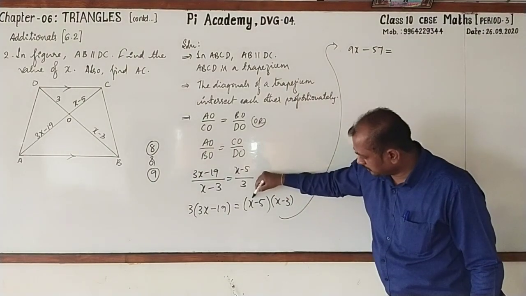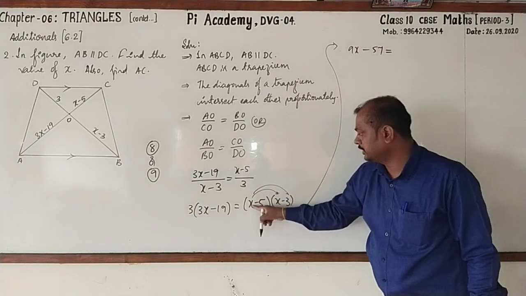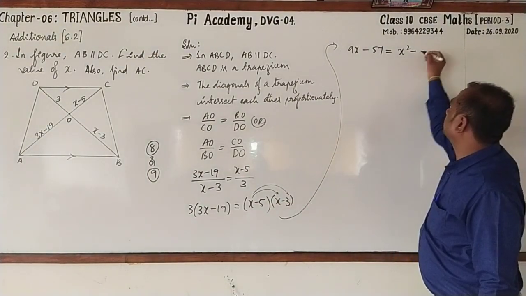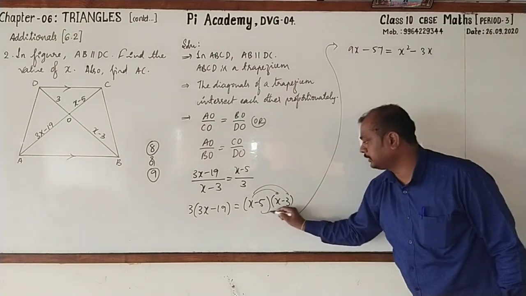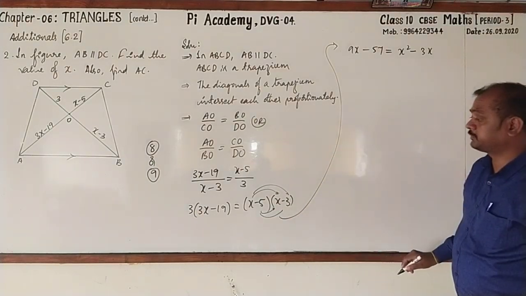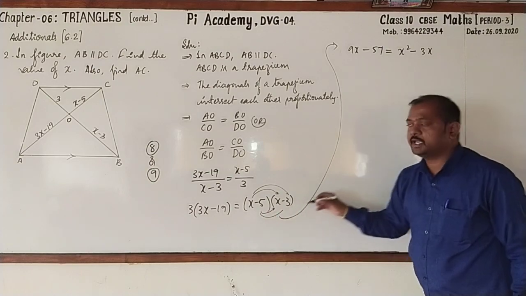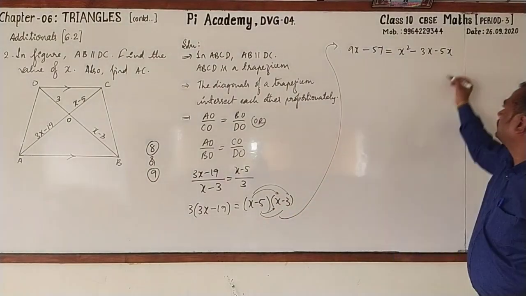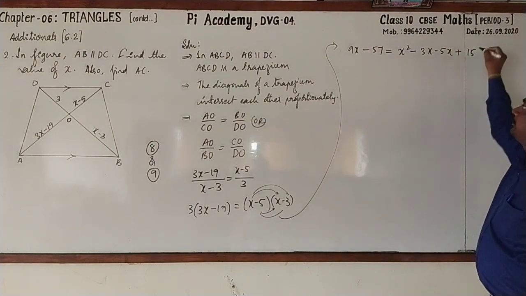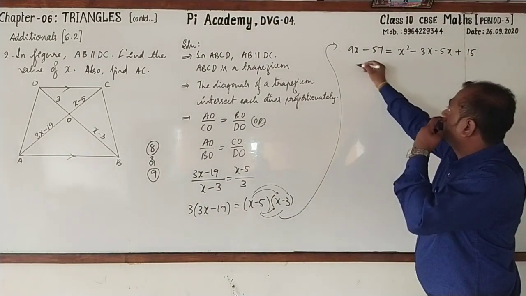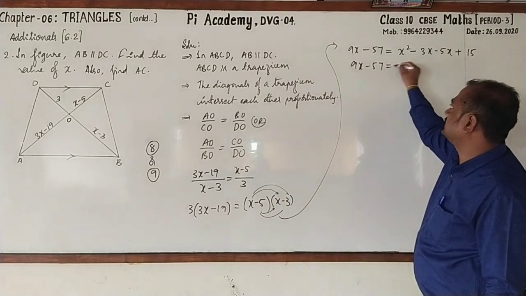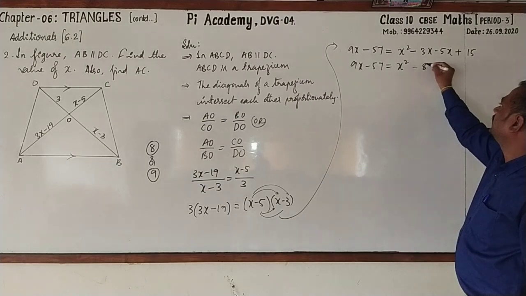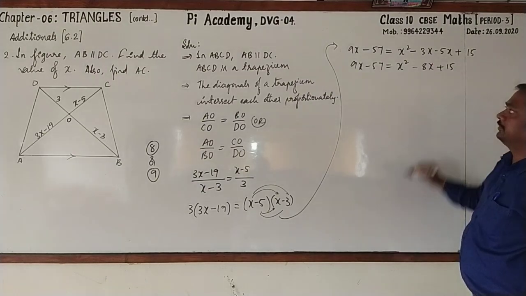Is equal to, multiply x with both the terms. x into x, x square. x into minus 3, minus 3x. Then multiply minus 5 with both the terms. Minus 5 into x, minus 5x. Minus 5 into minus 3, minus into minus plus, 5 3s are 15. Then 9x minus 57 as it is equal to x square minus 3x minus 5x, minus 8x plus 15.